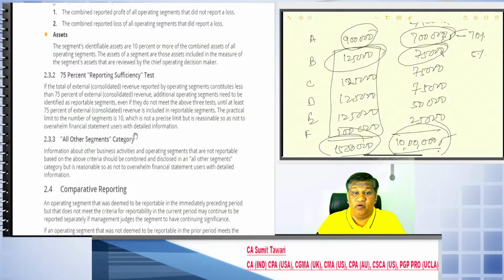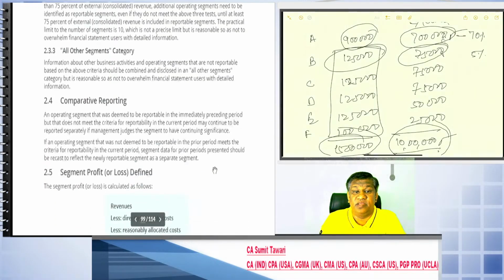Then all other segment category: information about other business activity and operating segment that are not reportable based on the above criteria should be combined, and we need to show it in an all other segment. Sir, I have a doubt. This reporting which you're telling, is it in the financial statements or in the tax statements? In the financial statement. Okay, got it. Not on the tax statement.